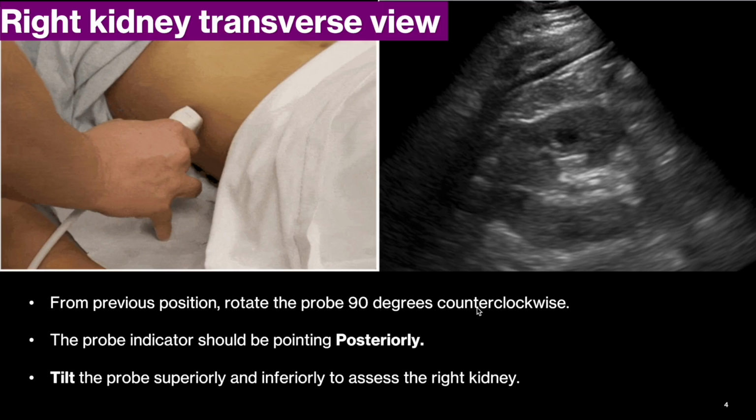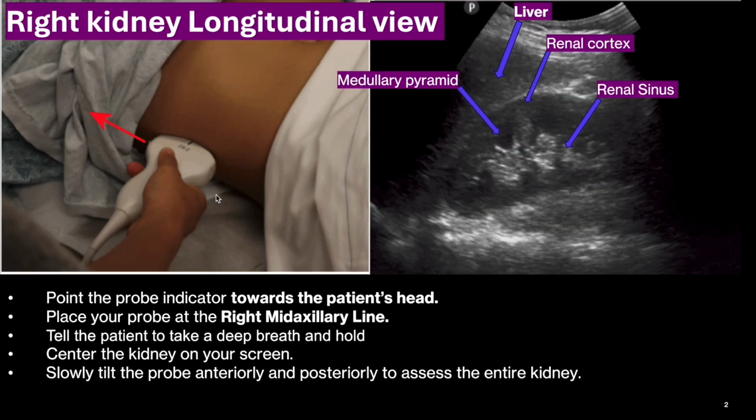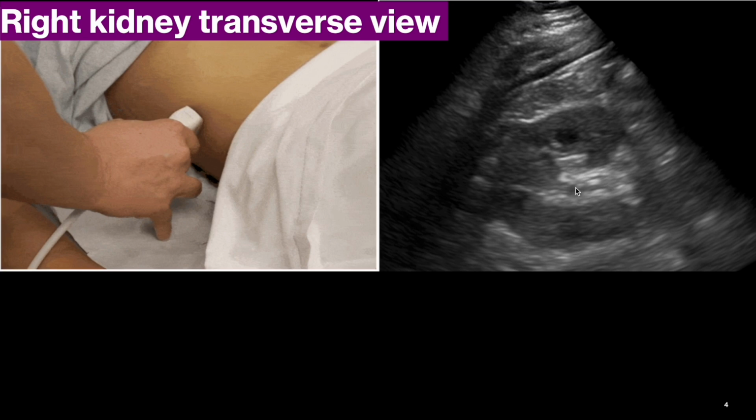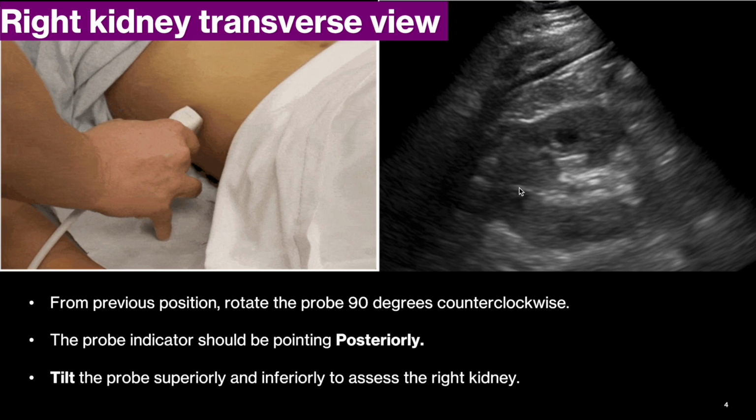If we rotate the probe 90 degrees counterclockwise like this from this position, then we see this type of image. So this is the transverse view of the kidney. Here in this image we can see this hyperechoic area is the renal sinus, the outer part is the renal cortex, and this is the medullary pyramid. Once we see this type of image, we have to tilt the probe superiorly and inferiorly to assess the entire kidney. So this is the transverse view of the right kidney.